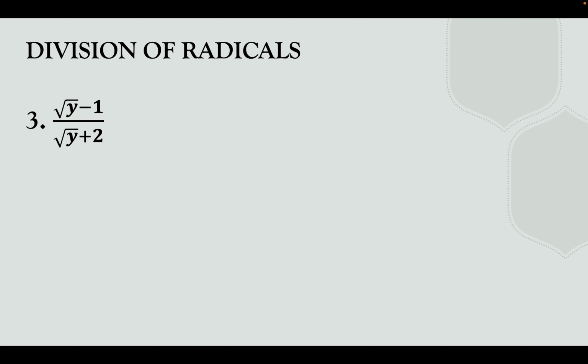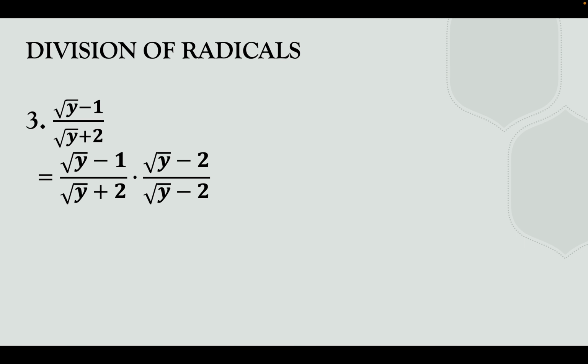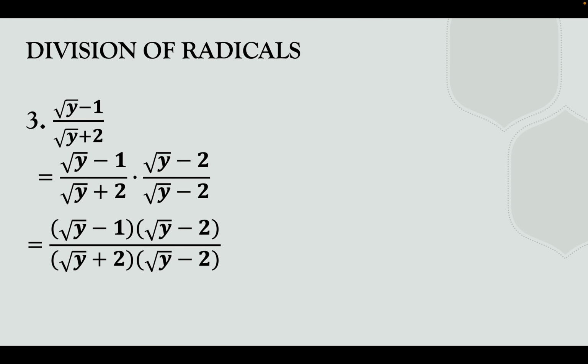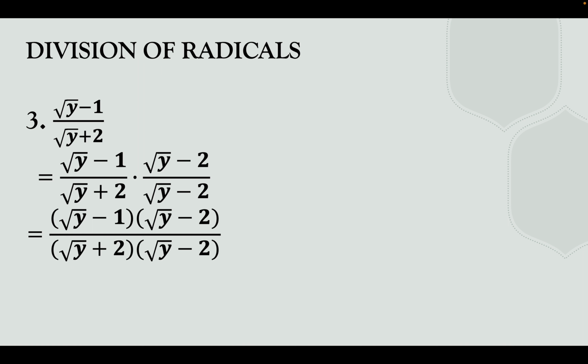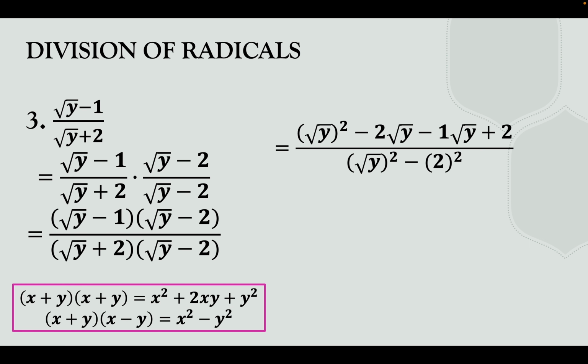Last example, we have square root of y minus 1 over square root of y plus 2. We have to rationalize this one by its conjugate. So multiply by square root of y minus 2. So we have square root of y minus 1 times square root of y minus 2, over square root of y plus 2 times square root of y minus 2. Since we have different terms now, we will use the FOIL method. So square root of y times square root of y is square root of y squared, and square root of y times negative 2 gives negative 2 square root of y.